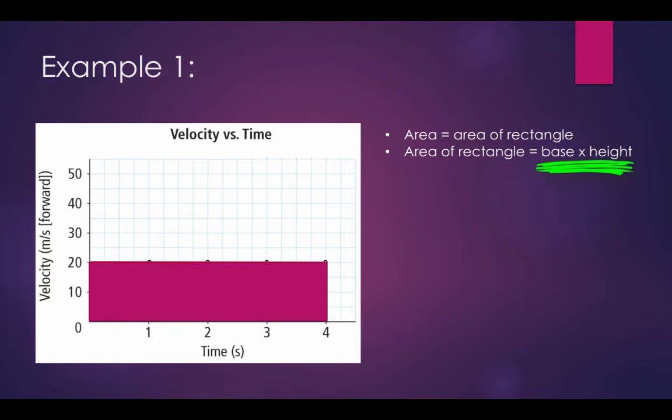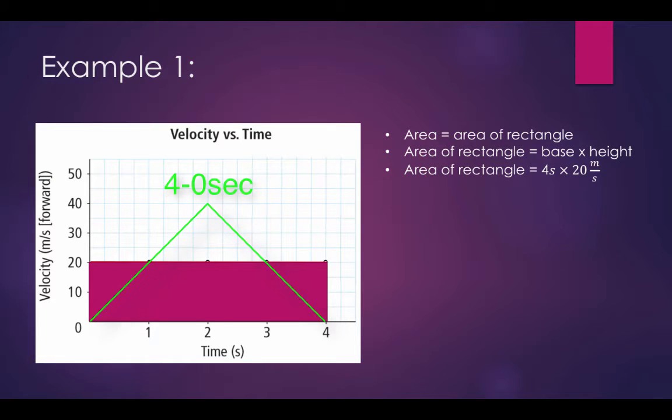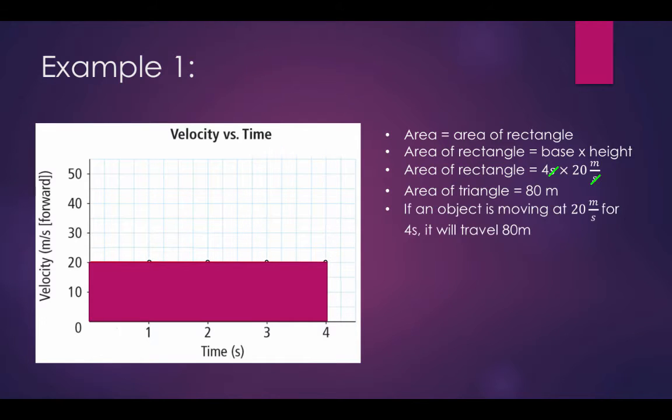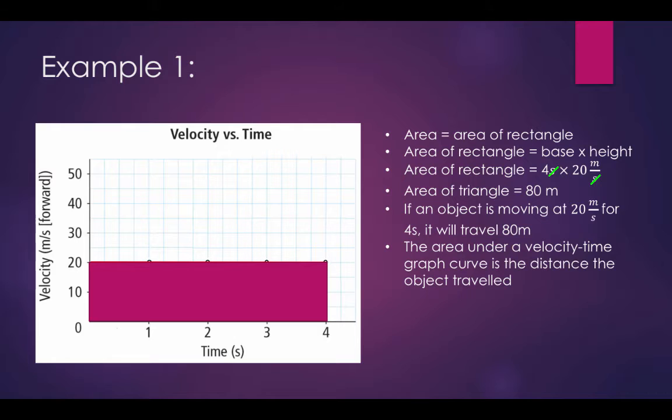In this example, the base is 4 seconds, 4 minus 0 seconds, and the height is 20 meters per second, 20 minus 0 meters per second. The area is 4 seconds times 20 meters per second. Notice how the seconds cancel out. The result is 80 meters. If an object is traveling at 20 meters per second for 4 seconds, it will travel a total distance of 80 meters. The area underneath the velocity time graph curve is the distance the object travels.